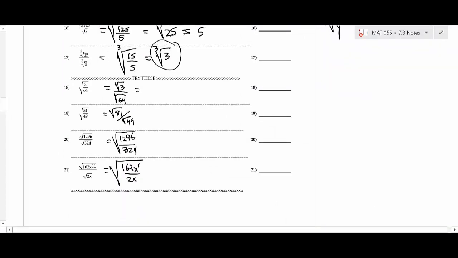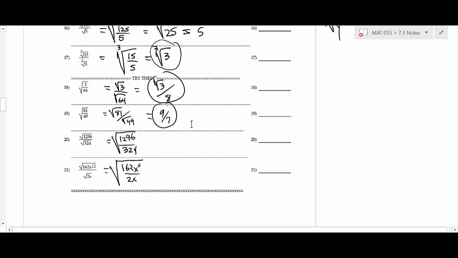What did you get for your answer on 18? Square root of 3. That's it. Square root of 3 you can't do. Square root of 3 is decimals. Leave it alone. So don't do anything there, but the square root of 64 is 8. That's all I want you to do. How about 19? What's your answer? 9 over 7. You know the square root of 81. You know the square root of 49.